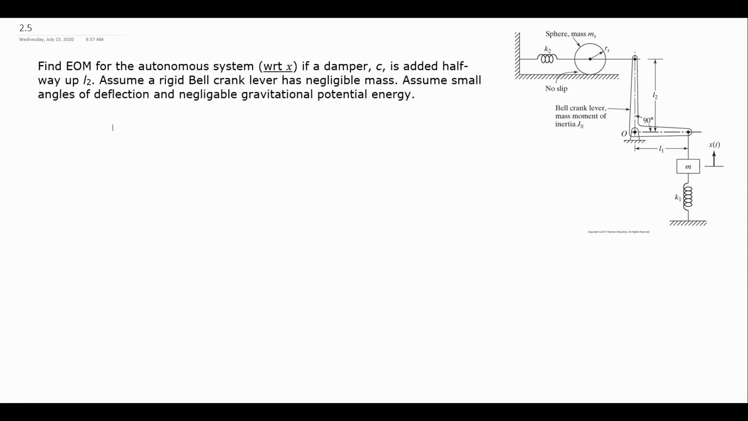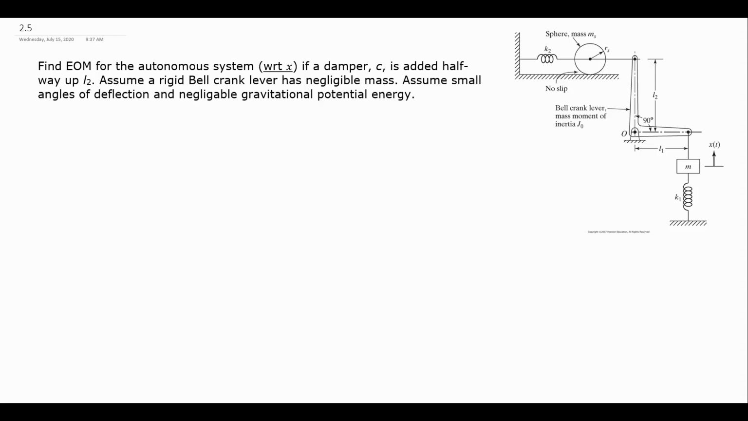In this culminating example, we're going to derive the entire equation of motion for this complex system, with x being the degree of freedom that we want to track in the end. Even though there's a lot of elements all put together here, we're going to see that really there's only a single independent degree of freedom in this entire system.